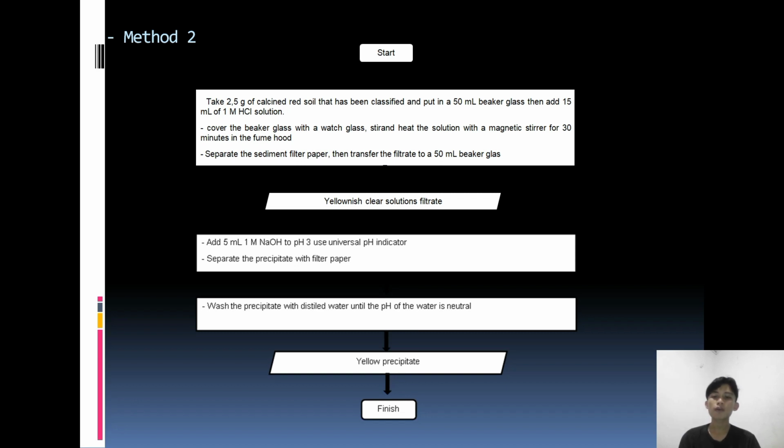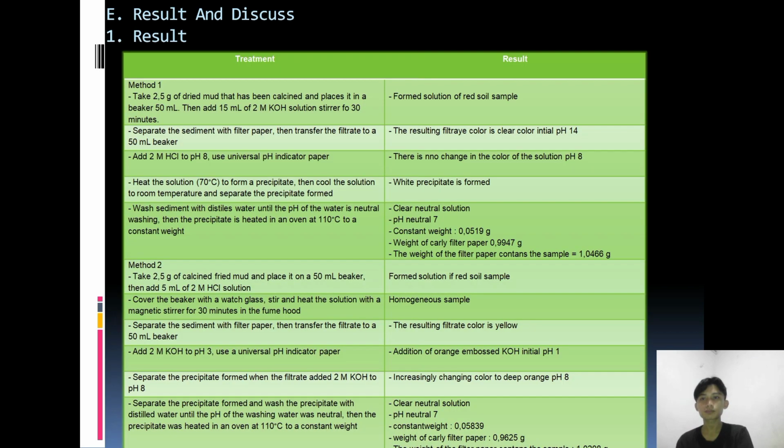And the next step, the first, add 5 milliliter 1 molar NaOH to pH 3. Use universal pH indicator. The second, separate the precipitate with filter paper. The next step, wash the precipitate with distilled water until the pH of the water is neutral. The next, to make a yellow precipitate, and finish.